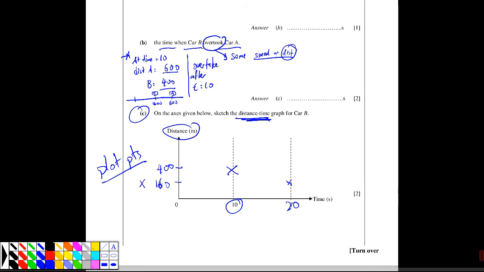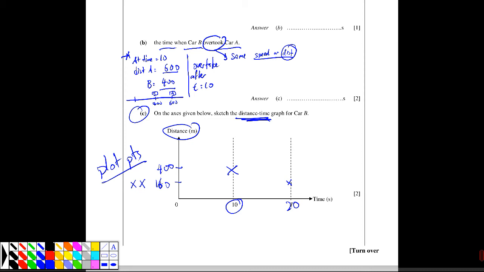Why is it wrong? Because distance can only go up, it cannot go down. I thought it's 1,200. Oh, I have a different answer now. How do you get 160? 80 times 20. Oh, yeah, 1,600.